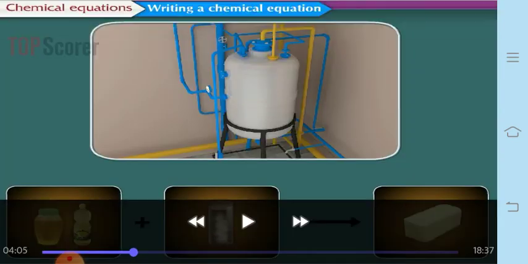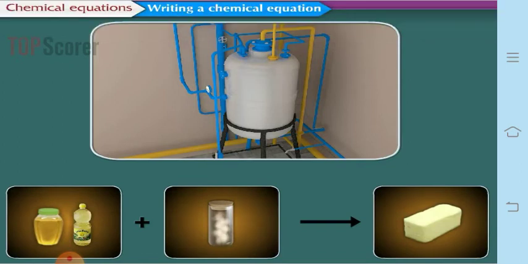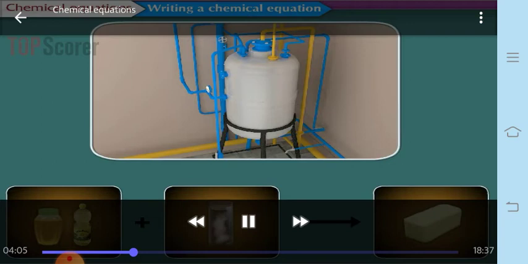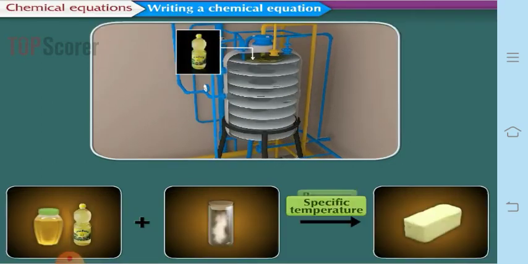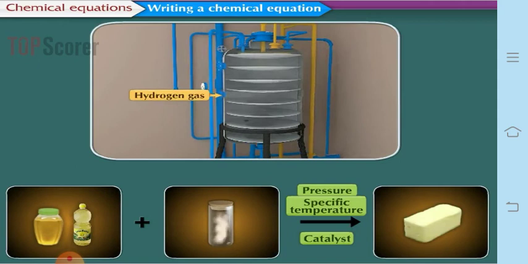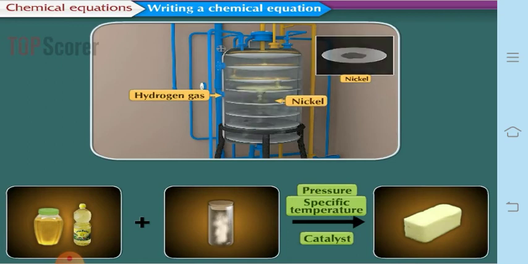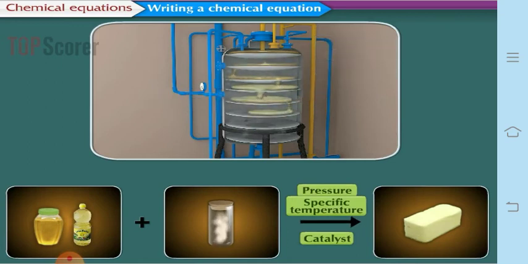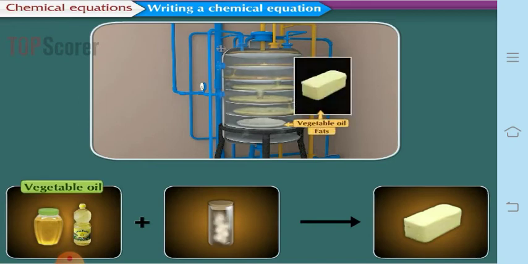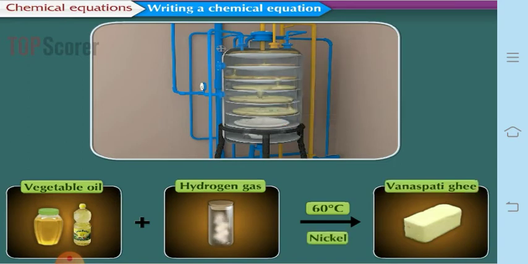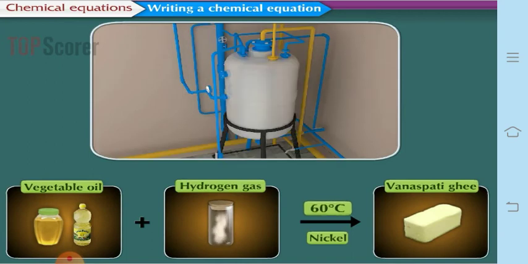heat is released. Now, for certain reactions there is a need for specific conditions, like temperature or pressure or a catalyst, and the reaction will proceed further only when these conditions are met. Like in the case of making vanaspati ghee, several conditions are required. For example, vegetable oil, when reacted with hydrogen gas, is heated to around 60 degrees Celsius, and nickel is required as the catalyst so that the reaction can proceed faster.